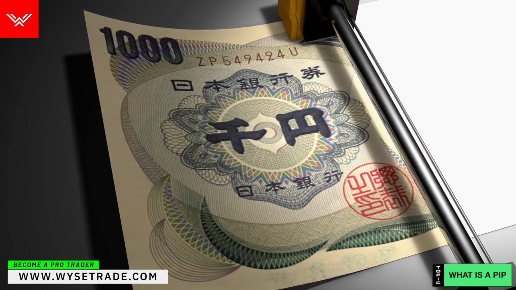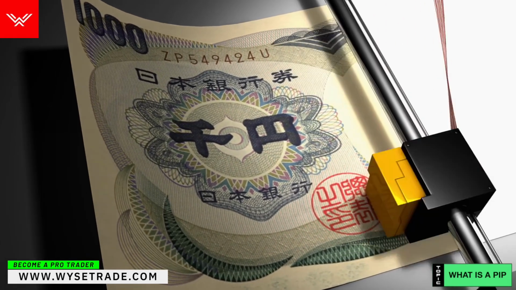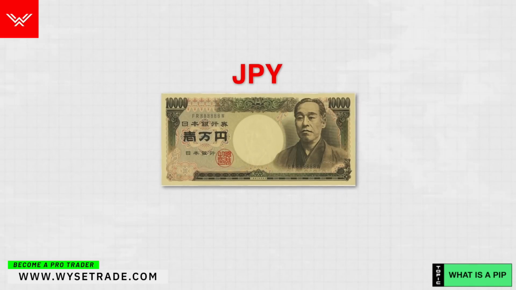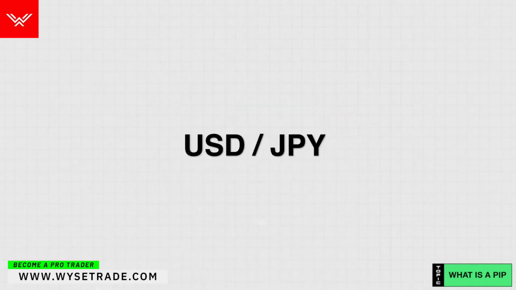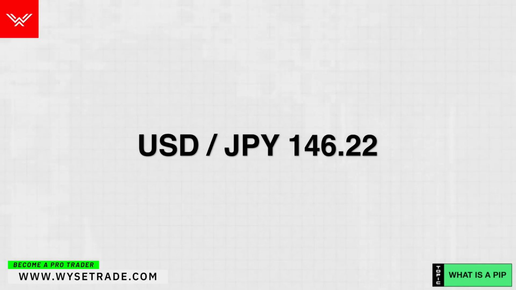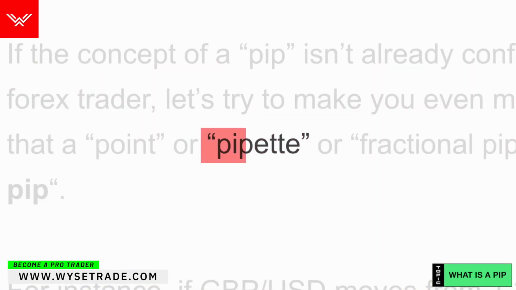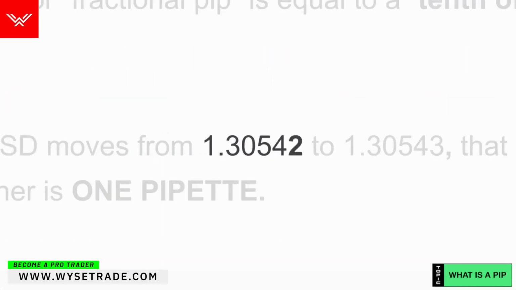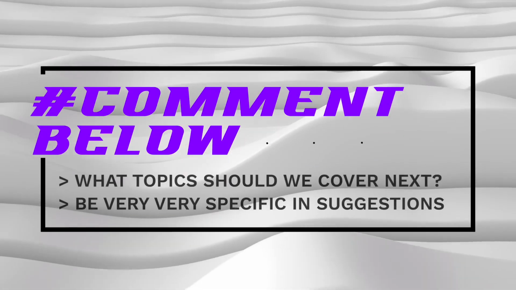However, some exceptions buck this trend, such as with the yen-crossed pairs. The Japanese yen is often quoted to 2 decimal places. So a 1 pip gain would be 146.22 rising to 146.23. There's also a pipette, which is a fractional pip that is 1/10 of a pip and is represented by the 5th decimal place.